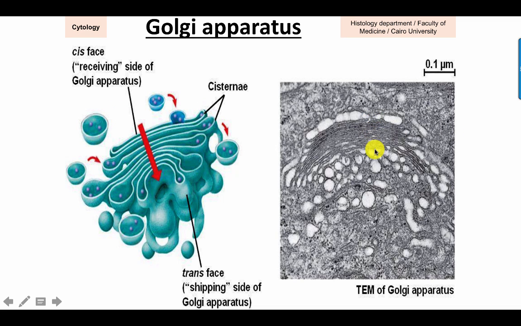Here we have the flattened saccules, and this is the cis surface, in which there is entry of the contents of transfer vesicles coming from the rough endoplasmic reticulum. And these are the flattened saccules, and this is the exit or trans surface, from which we will have the secretory vesicles arising from this mature surface. So this is the cis and this is the trans. This is the transfer vesicle and this is the secretory vesicle.